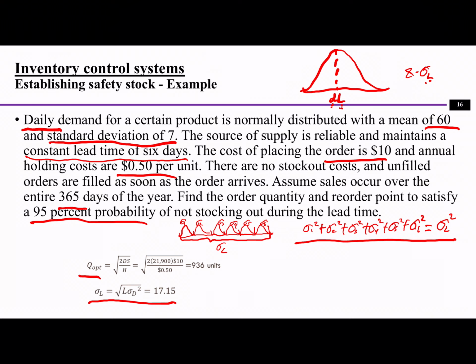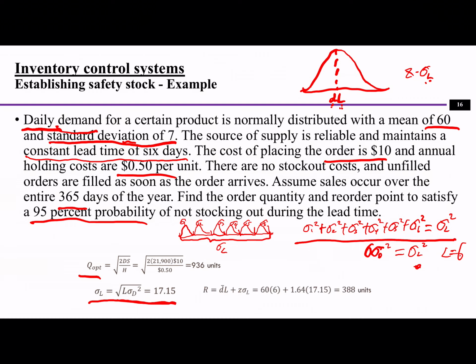So this is logical for this equation, because for each day it's the same. The daily demand standard deviation is 7. So sigma 1 equals sigma 2 equals sigma 3, and then equals 4, 5, 6, right? So that's why this will be 6 times the daily sigma squared, which equals sigma L squared, and L equals 6. So this is how you find the value of sigma L, the standard deviation.